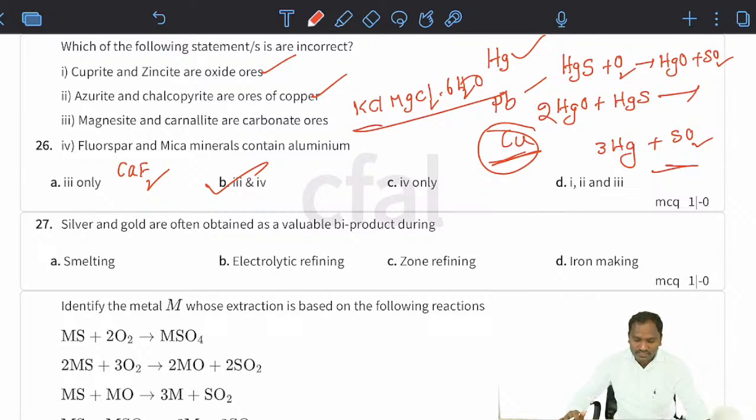Next one, silver and gold are often obtained as a valuable byproduct during electrolytic refining. Anode mud, have you heard? In electrolytic refining of copper, anode mud will form near the anode. That contains silver and gold. That extraction is highly expensive, so you won't extract directly. So electrolytic refining.